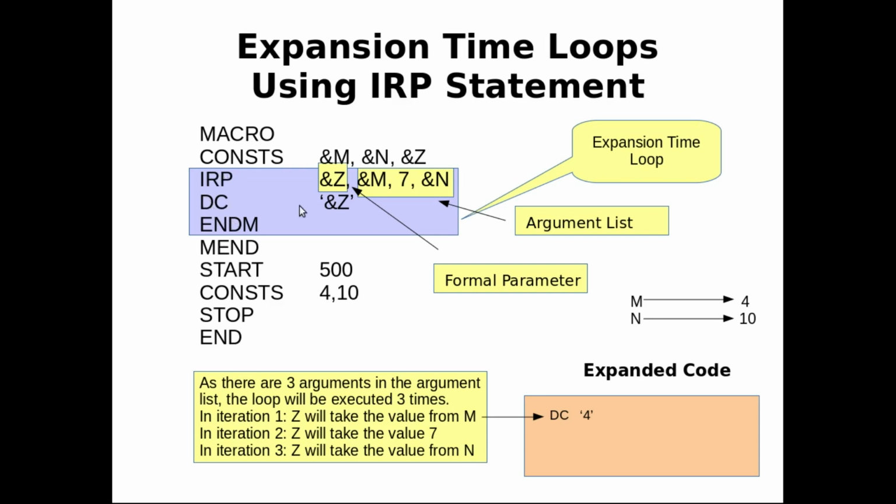So we'll go back, and this time in the second iteration Z will take the value 7, and when we generate the DC statement, since Z is 7, the statement that will be generated is DC 7. And then again we'll go back one more time, and this time Z takes the value of N, and since N is 10, the statement that will be generated is DC 10. And then we will exit the loop, and the next statement is the macro end statement, and that will be the end of the macro expansion.